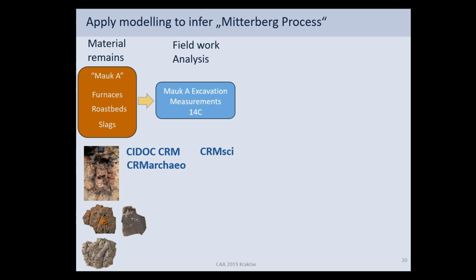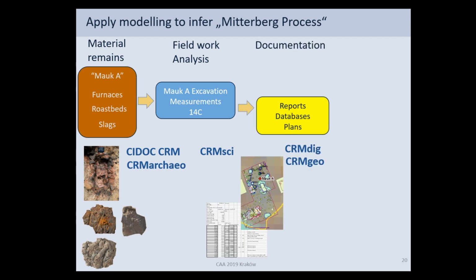The idea of modeling is we have our material remains, which are modeled with CRM and CRMarchaeo, and we have the field analysis, the field work and the analysis, which are modeled with CRMsci. Let's say we have here furnaces as material remains, or rust bed slags. Then we had excavations at this place, and we had dendrochronology and C14 measurements. This was documented. You can trace the documentation with the CRMdig and CRMgeo extensions.